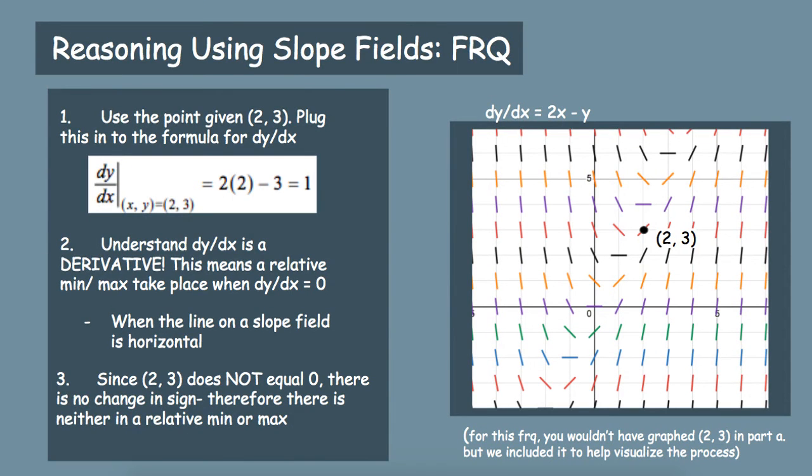Students were awarded 2 points for this part of the question. You got 1 point if you plugged in the point 2, 3 into dy dx correctly, and then you got the other point if you stated whether this was a relative min, max, or neither, and you justified why. So in order to get that second point, you had to say this was neither a relative min nor a max because, and then you would explain the reasoning.